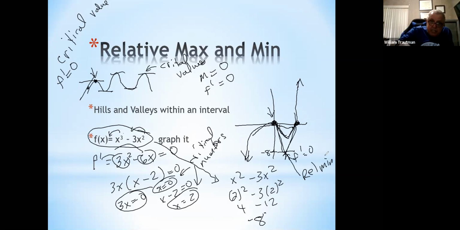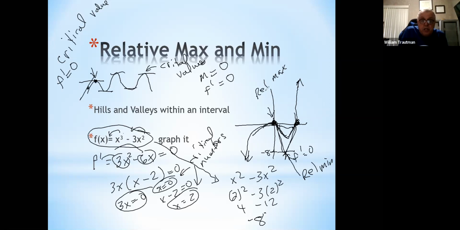It's a little valley, and then it starts going back up. And this point here, since we know it bounced off of it, is a peak. And we're going to call that a relative maximum. So we can find relative minimums and maximums by taking the first derivative and finding out where the first derivative equals 0.